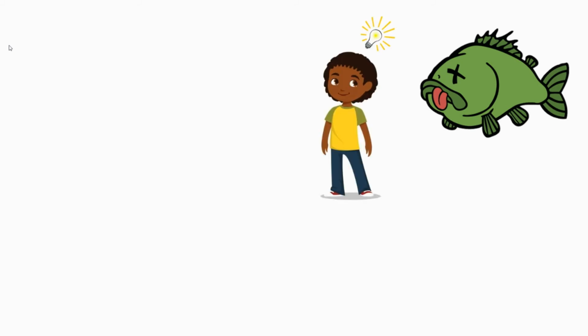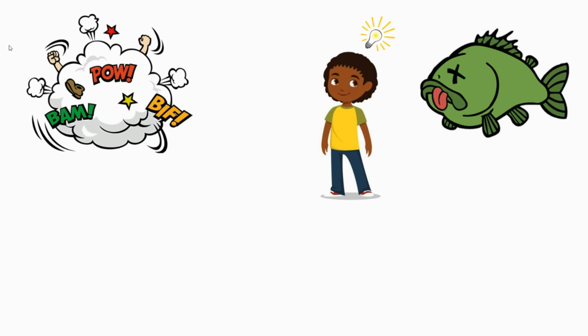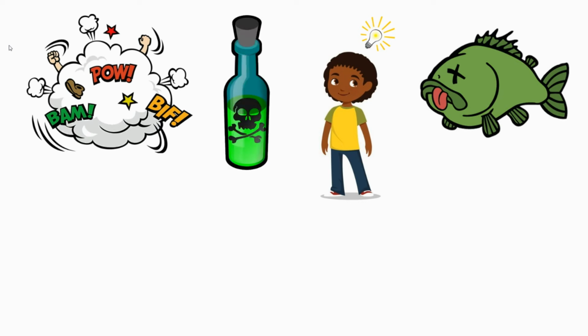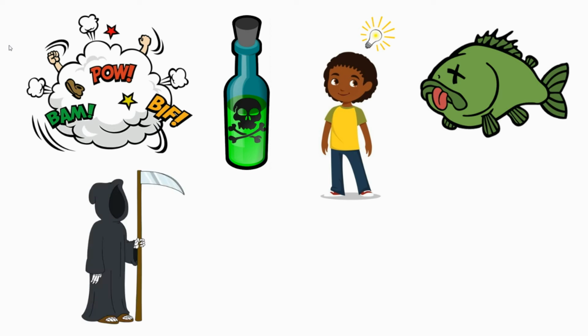So for example, if you see something with a tongue sticking out and a little X over its eyes, you know that that means it's dead. You know that a light bulb over a character's head means that character is inspired or they have an idea. This little cloud with the fist coming out of it shows us that there's a fight. Anything with a skull and crossbones is telling us that there's danger, so we're assuming that this is a bottle of poison. And that's the Grim Reaper, symbolizing death.